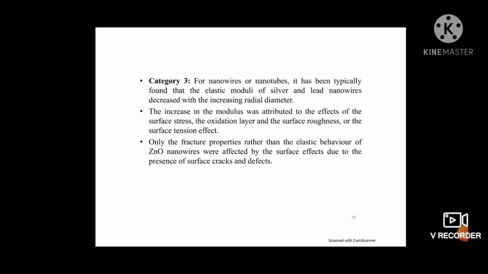Now we study the third category: nanowires or nanotubes. It has typically been found that the elastic modulus of silver and lead nanowires decreases with increased radial diameter. Meaning, as the radial diameter of the lead or silver nanowires decreases, its elastic modulus increases.